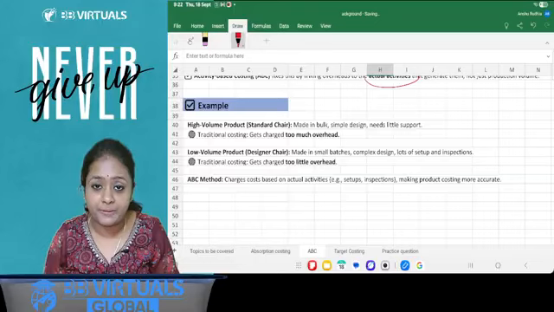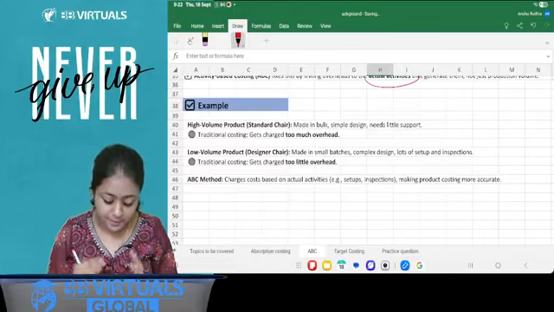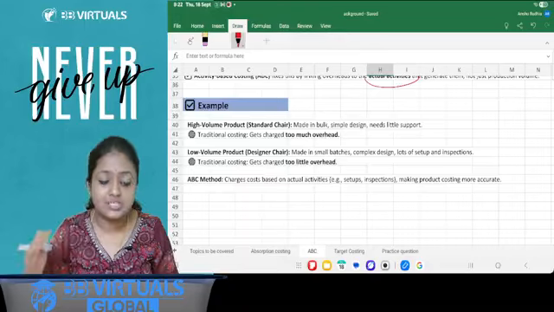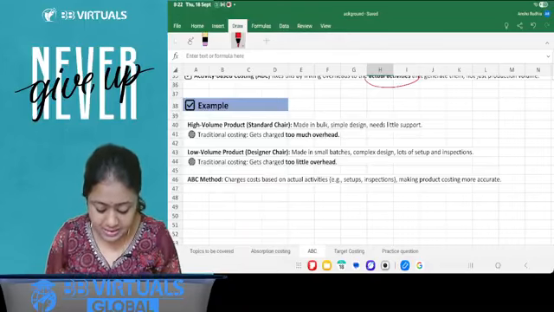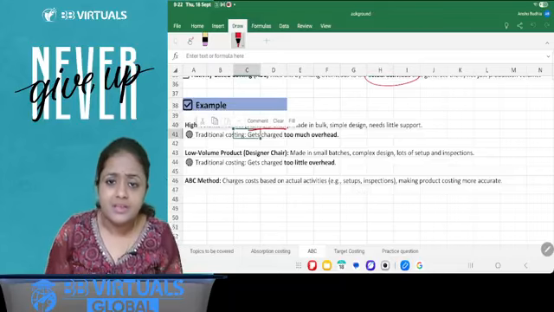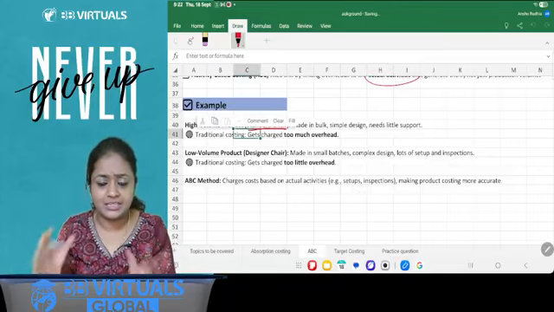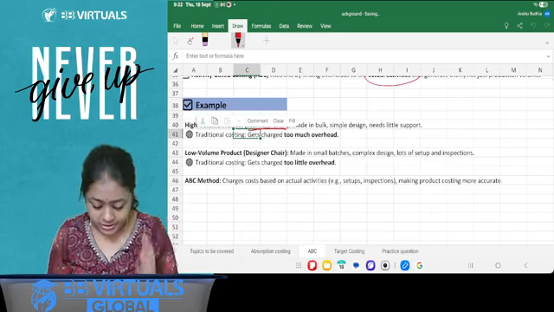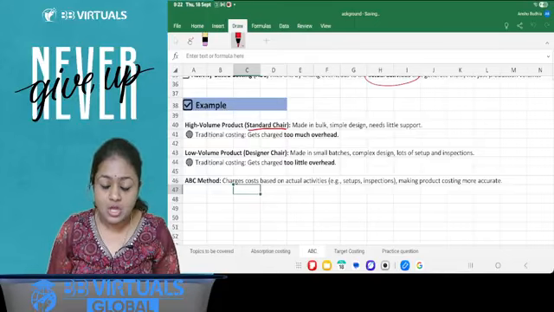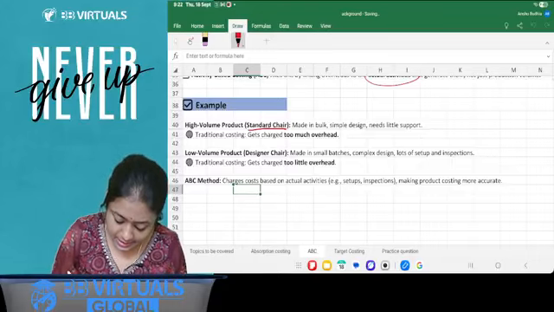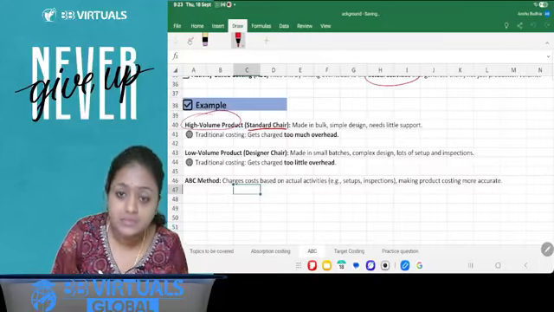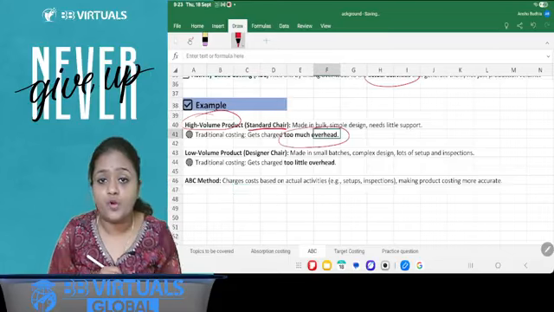So let's take an example. And here I'm taking this example just to show you where the traditional costing method is lacking. So let's talk about the high volume product like a standard chair. That plastic standard chair that you find in every organization. Now it is made in bulk. It is simple in design and it needs very little support. So traditional costing basically says it gets charged with too much overhead. Why? Because it is a high volume product.